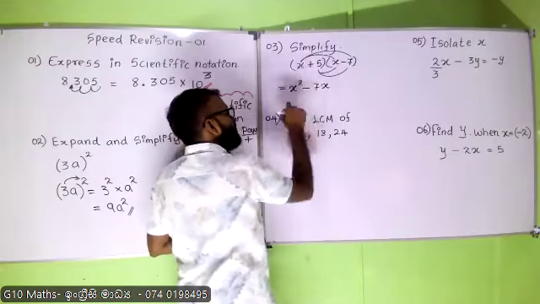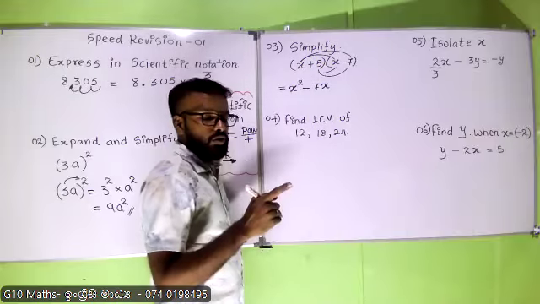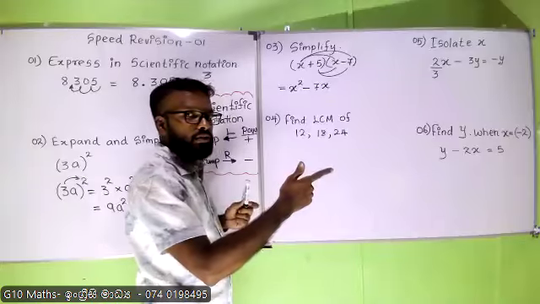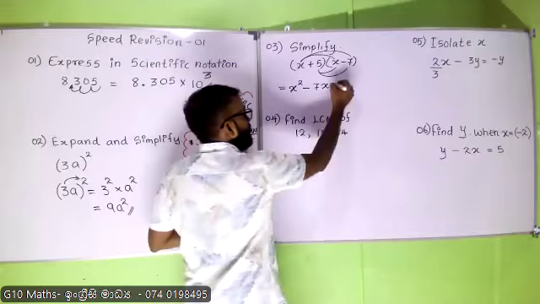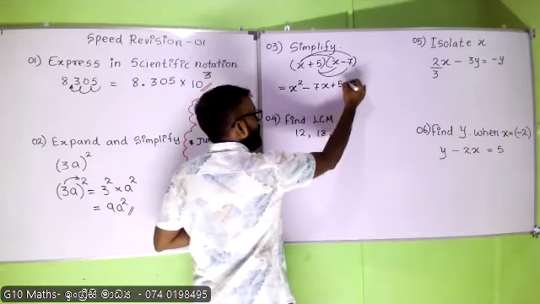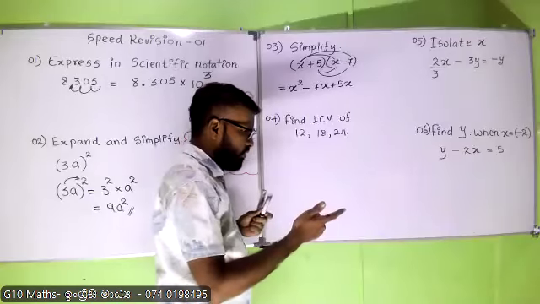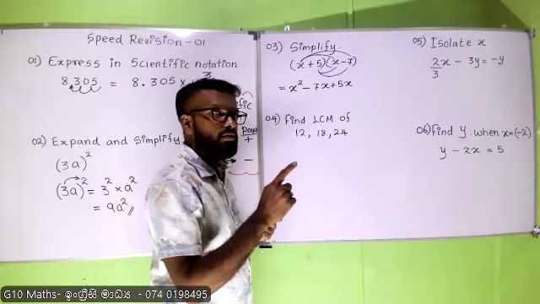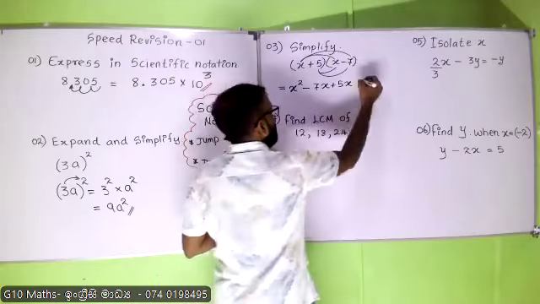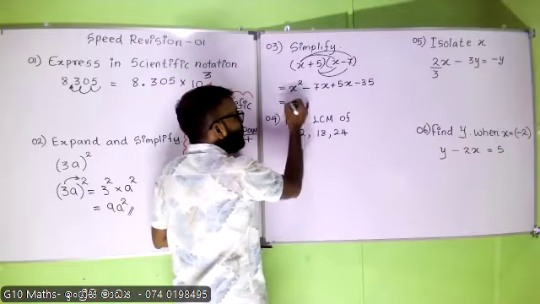Then this is done. Then go for this one. Positive times positive is positive. 5 times x, not x5, but 5x. Normally we are writing like this, 5x. Positive times negative is negative. 5 times 7 is 35, so negative 35. Is this the end?